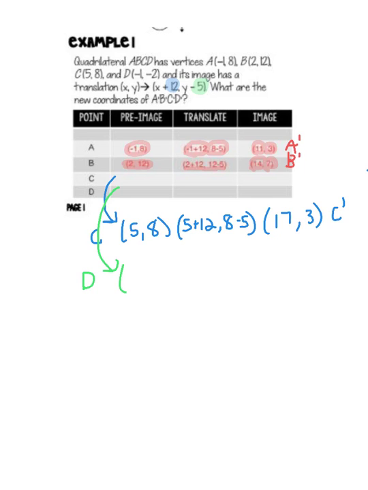Which is at coordinate point -1, -2. We apply our transformation. -1 plus 12 for our x coordinate and -2 minus 5 for our y coordinate. And we get 11, -7, and this is our image for D. Okay. So now from here, we can graph this.